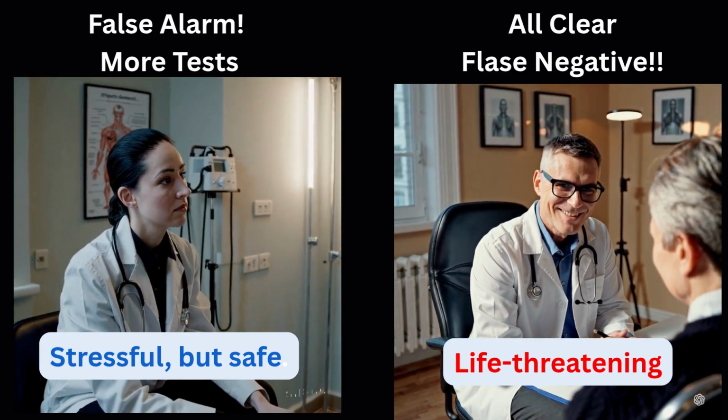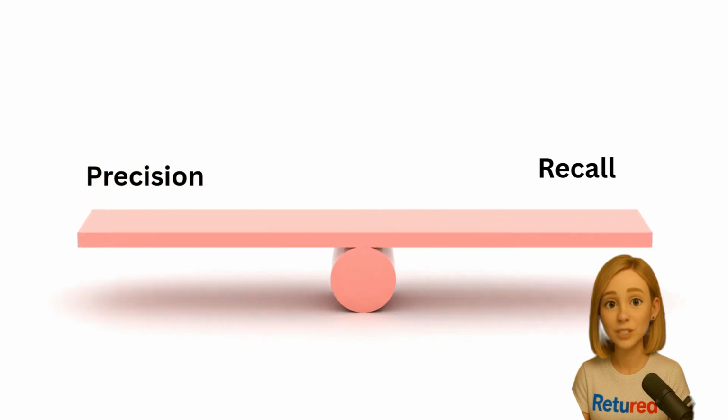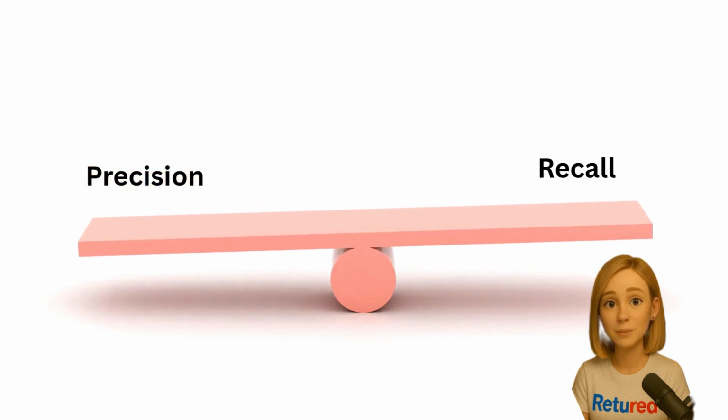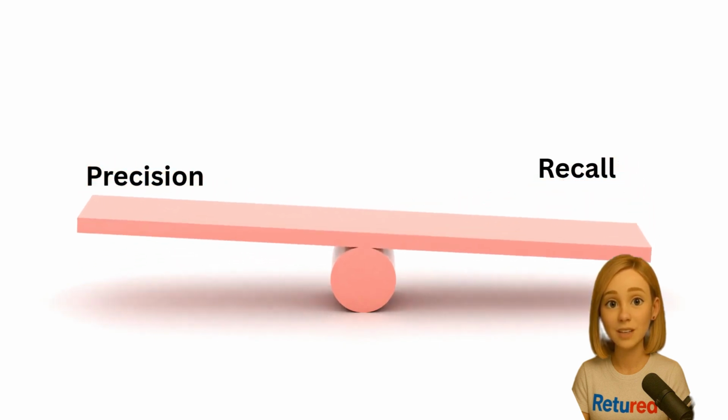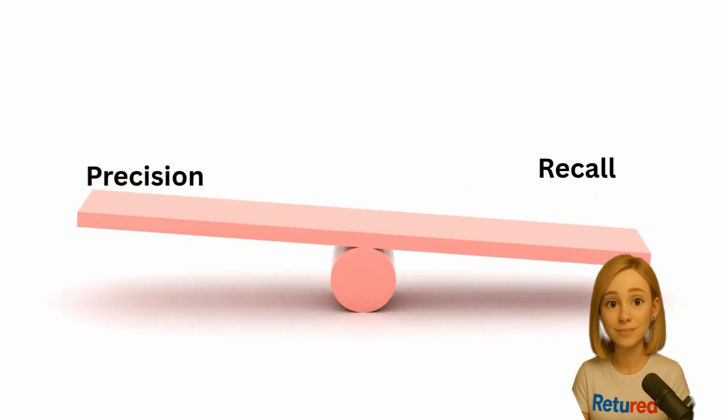Now you might be thinking, can't we have both? Usually no. There is an inherent trade-off. If you lower your standards to catch every possible sick patient, high recall, you'll inevitably flag more healthy people by mistake, low precision.